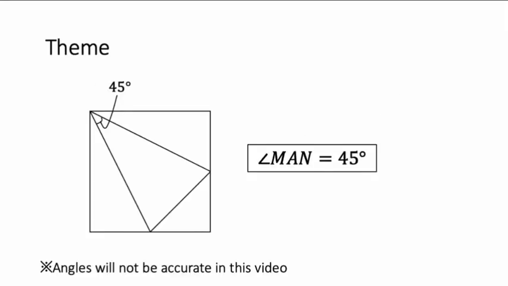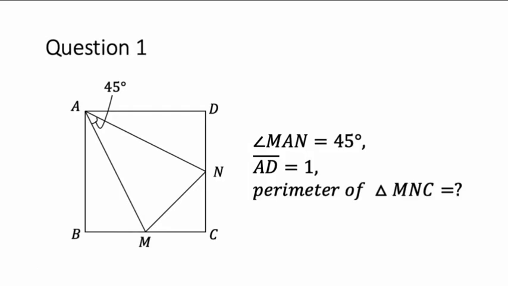Today's lecture will surround this theme, and there will be 7 questions with this theme. This theme is that there's a triangle in a square, and this triangle has an angle of 45 degrees. Reminder that angles will not be accurate in this video for the purpose of animations. First, let's look at question 1. It asks that if MAN equals 45 degrees and AD equals 1, then what is the perimeter of the triangle MNC? You can pause the video here to solve the problem.